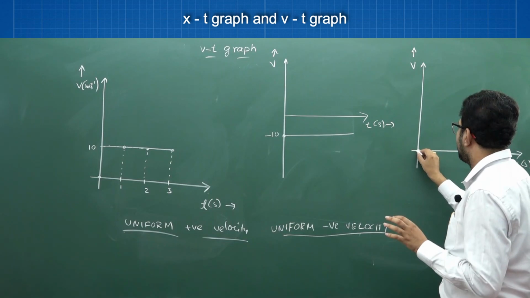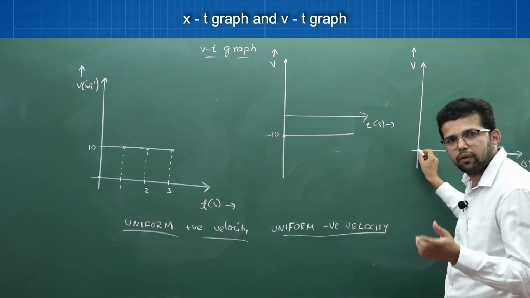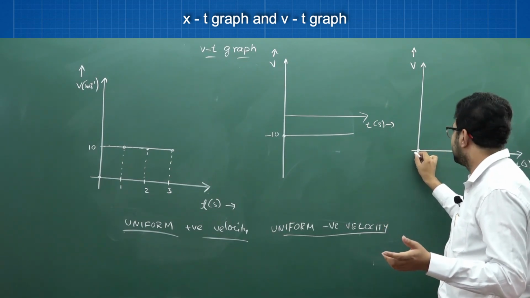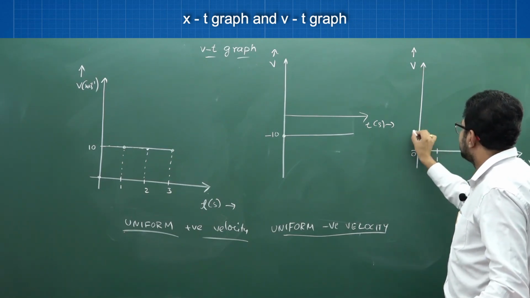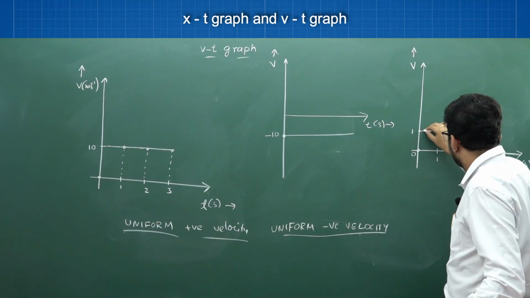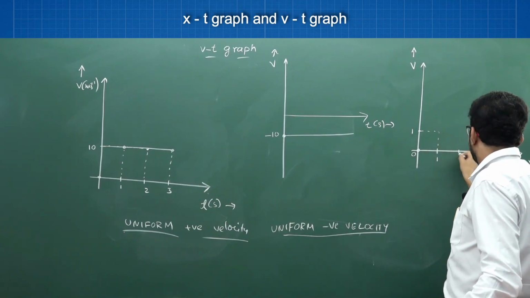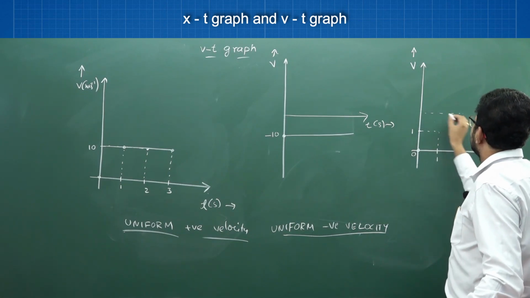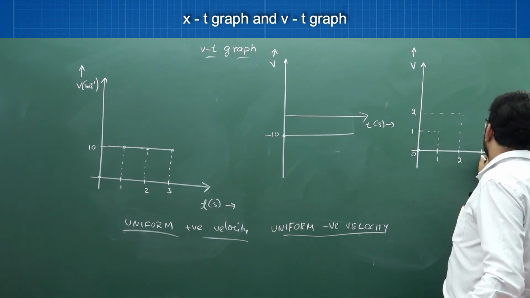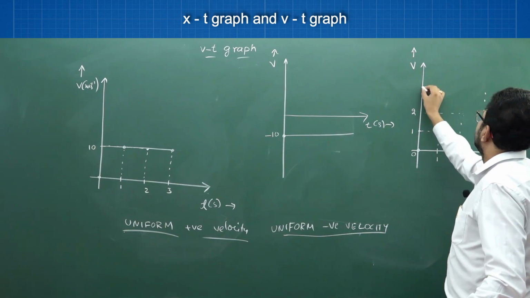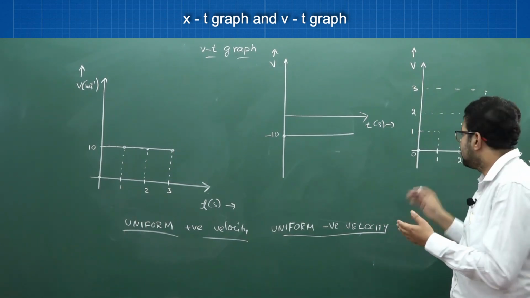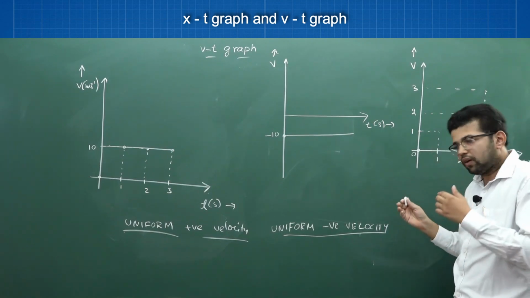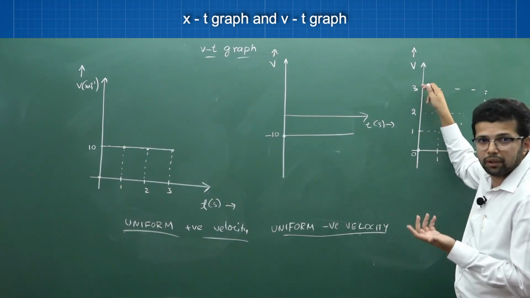Say for example, when the time is 0, velocity of the object was 0 meter per second. When the time is 1 second, say the velocity is 1 meter per second. When the time becomes 2 seconds, the velocity is 2 meter per second. When the time is 3 seconds, the velocity is 3 meter per second. See, what we observe is, for every 1 second, velocity is increasing at the rate of 1 meter per second.